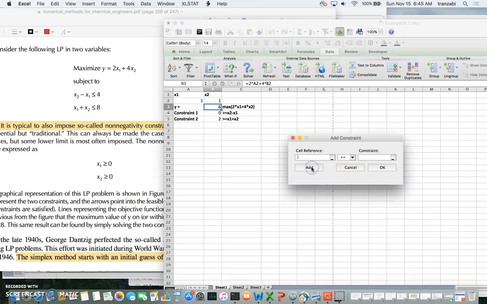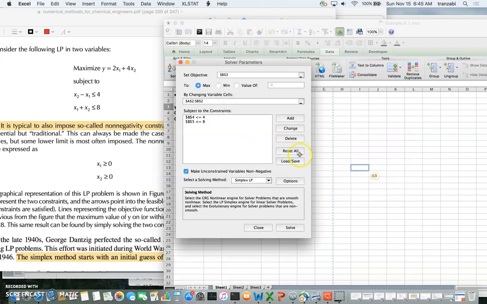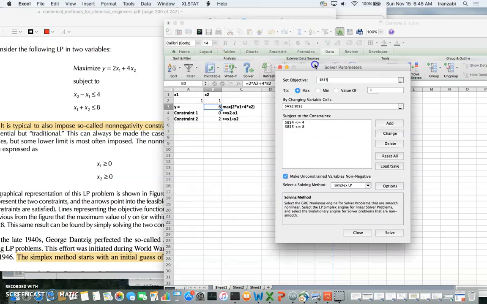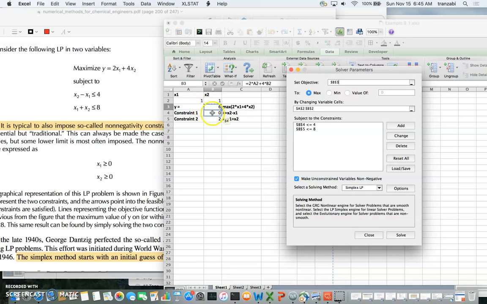I'm going to add another constraint, which is x1 plus x2 less than 8. And the cell reference for this is going to be that guy. So I'm going to click on this cell this time, and less than or equal to 8. Okay, so I added two constraints here, right? Cell B4, which is this, less than 4, and B5 less than 8. So these are the constraints. This is the variable I'm going to change, and this is the objective function that needs to be maximized.